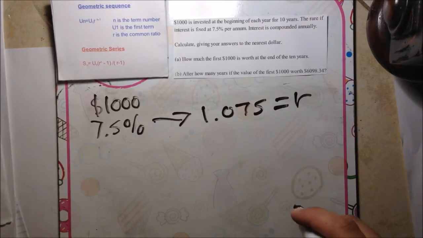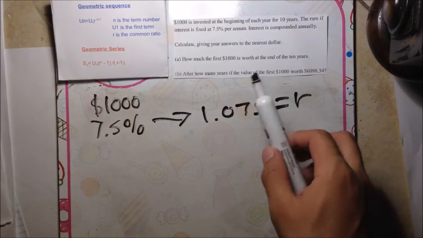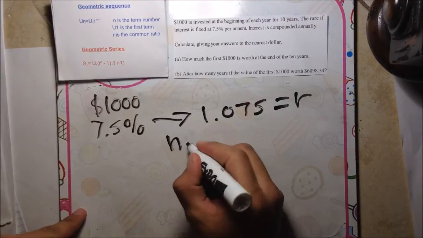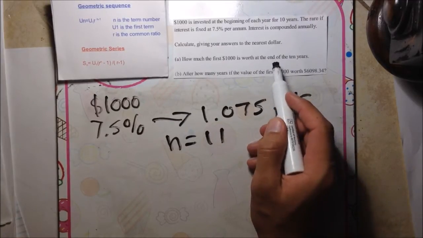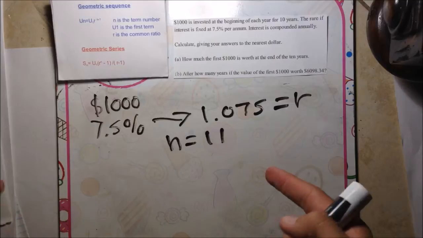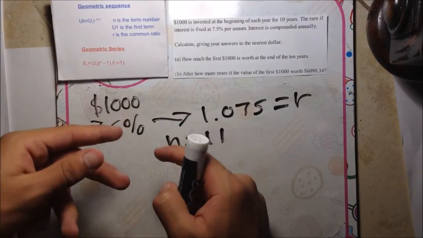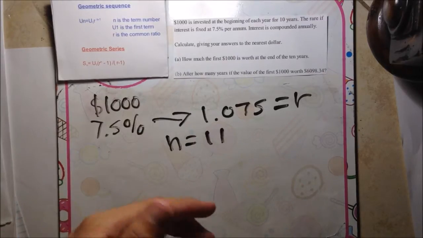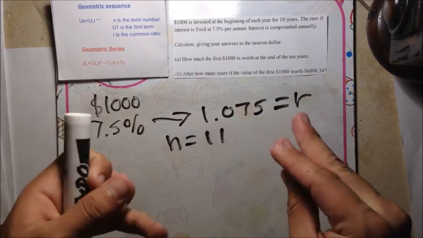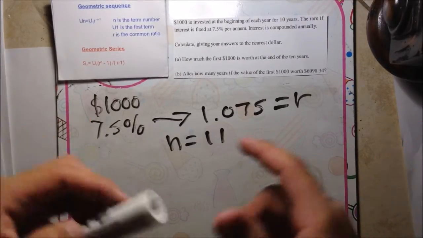And now, looking for our n, we are told that this is at the end of 10 years. So do not be fooled. n would actually be 11, since the way it's worded, it says at the end of 10 years, which would be 11 years in this case. Now all we do is plug everything back into our formula, which is our geometric sequence. And by the way, we know it's geometric because looking at the question, we're asked to find the value of the investment at a certain point in time. In this case, it's after 10 years.